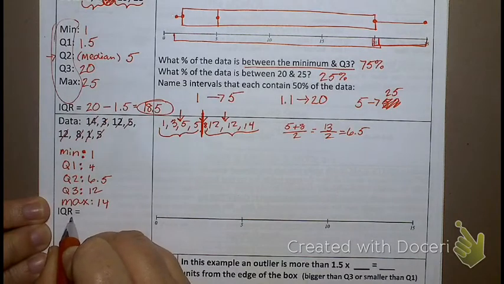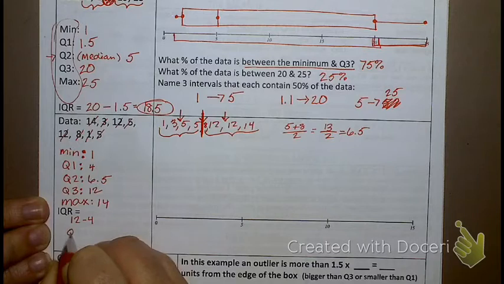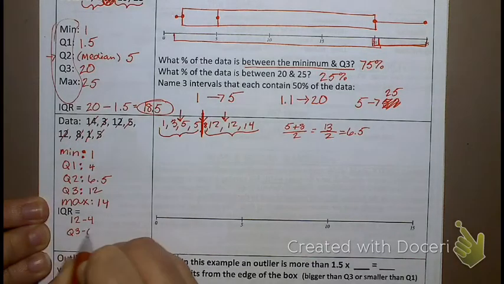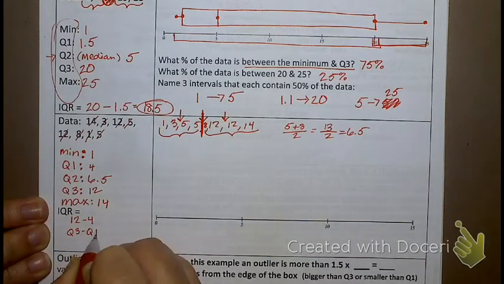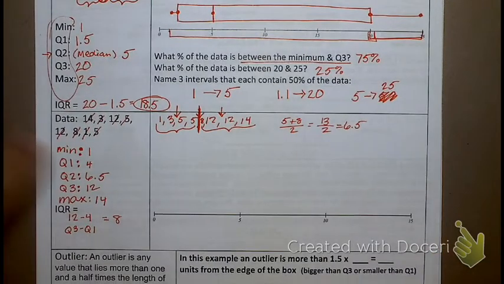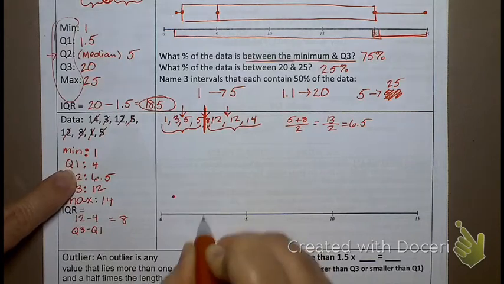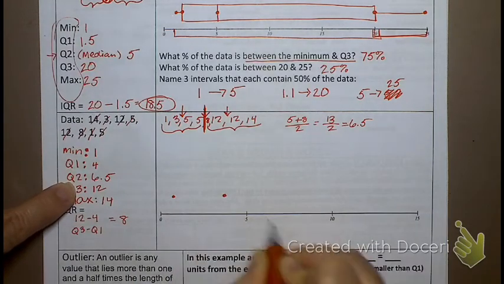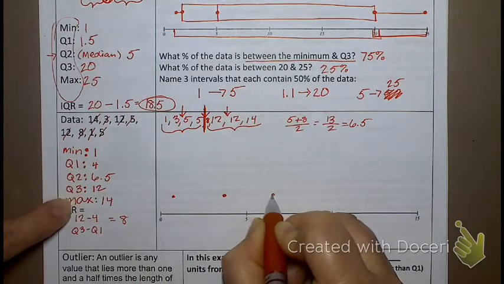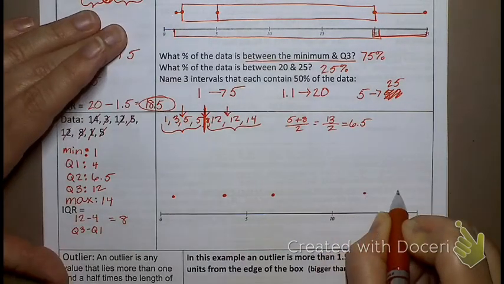12 minus 4. What does IQR stand for, by the way? Interquartile range. That's Q3 minus Q1. So that's 8. That means my box is going to be 8 units wide. So now, let's see. My minimum value is 1. Q1 is 4. Q2 is 6.5. Q3 is 12. And my max is 14.